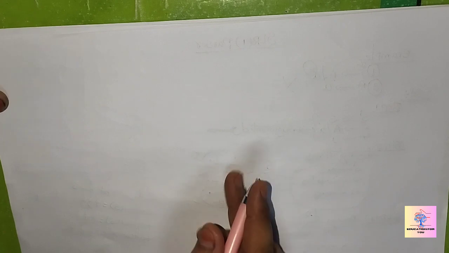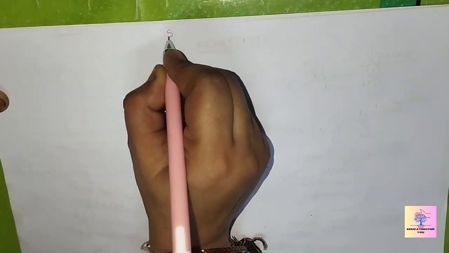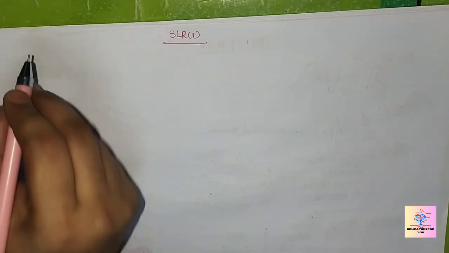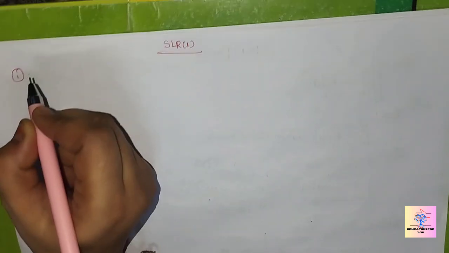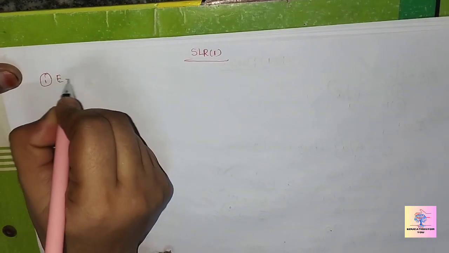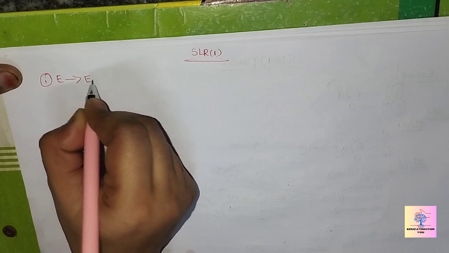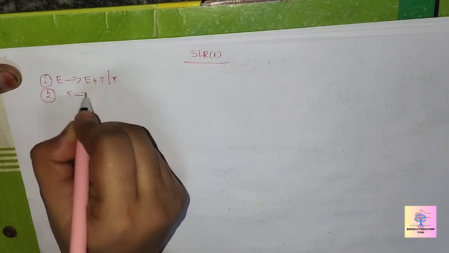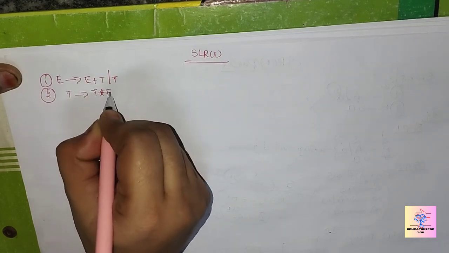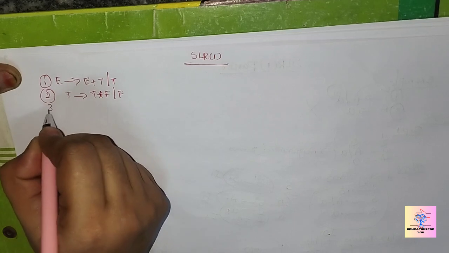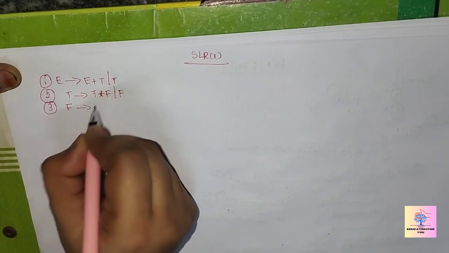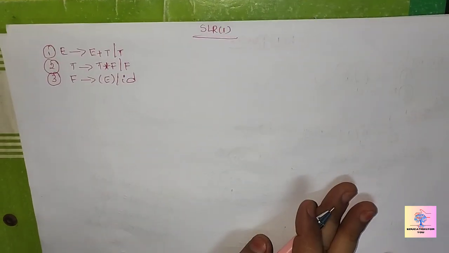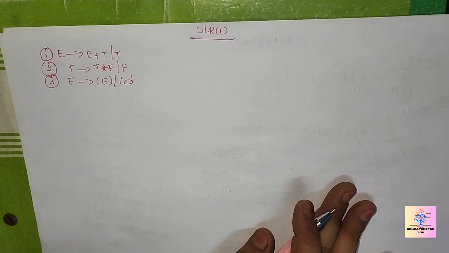Hello everyone. Now we are going to see another example for the SLR1 parser. The example here is: E produces E plus T or T. T produces T star F or F. F produces parenthesized E or ID. This is the grammar. Now we have to construct the LR1 parser for this grammar.